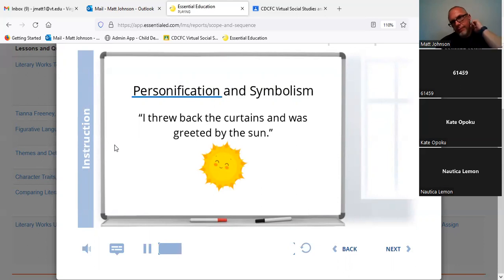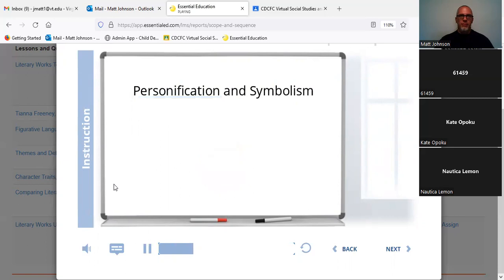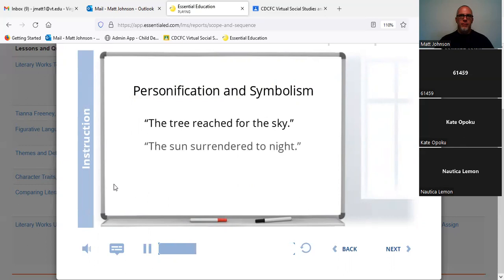Personification gives human characteristics to inanimate objects or ideas, like the sun. And also animals. You can personify animals as well. The sun can't literally greet you. That would be silly and probably blinding. If you personify the sun, though, it can greet you figuratively. Here are a few more examples. The tree reached for the sky. The sun surrendered to night. The leaf danced in the wind.